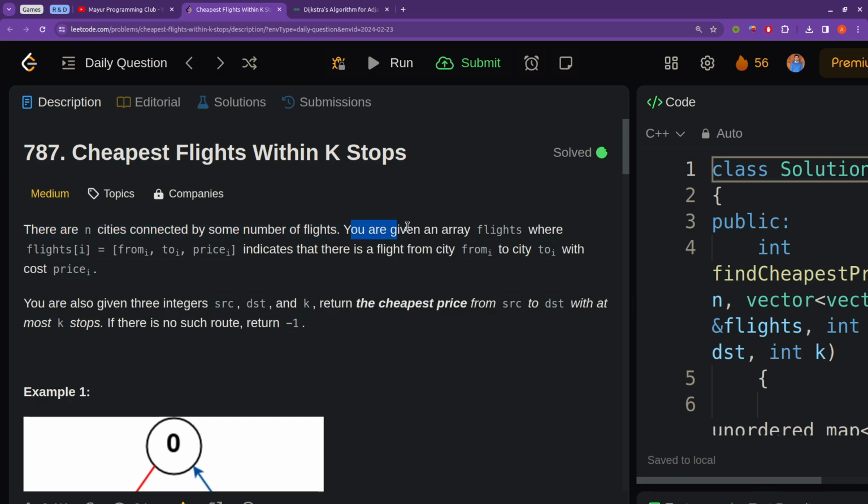Okay, so you are given an array of flights where each entry in this flights array is of this form. First will be your source city, then will be your destination city, and then it will be the price that it will cost you to travel from source to destination city. So this indicates that from city source to city destination, we are required to pay this much price.